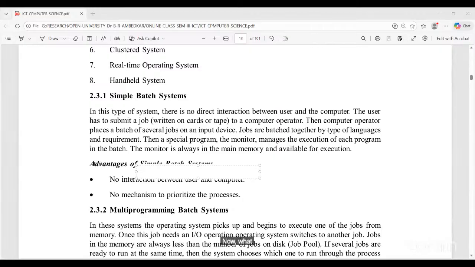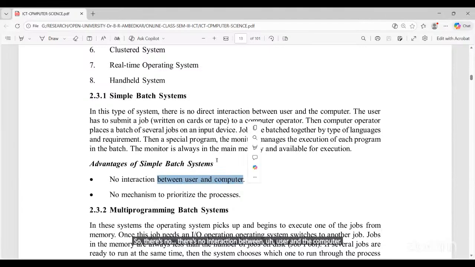Now, an advantage of this simple batch operating system is that there is no interaction between user and the computer. This can be called a mono job, a one-way job. So there is no interaction between user and computer, and no mechanism to prioritize.